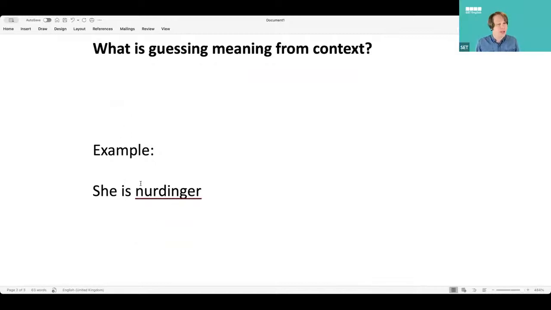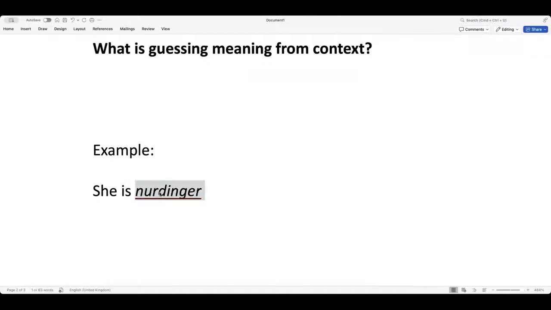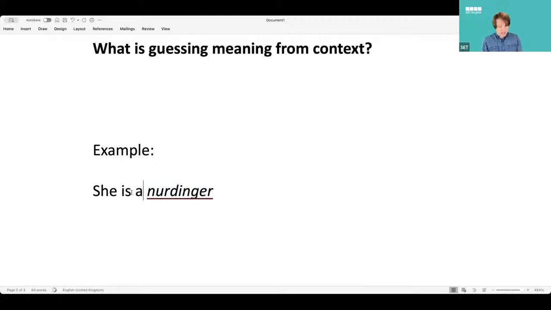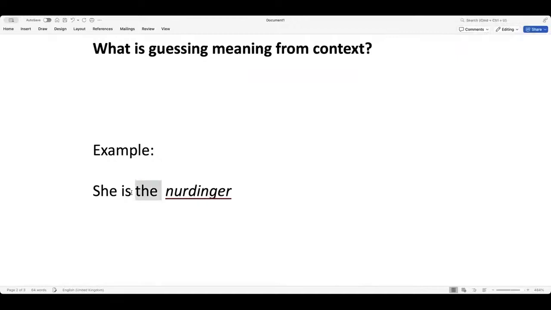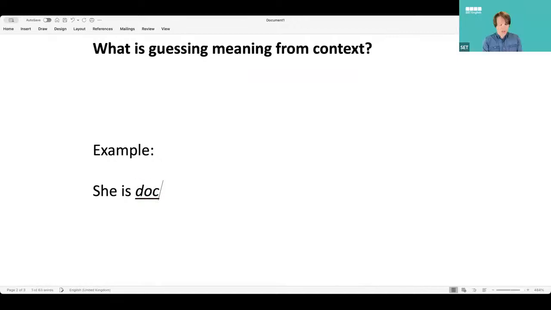Okay, he's getting closer. What type of word is this, guys? What type of word is this? Adjective. Nerdinger, I think noun. I think usually with nouns you would say a or the. Adjective. Right? Like doctor. You cannot say she is doctor. You need to say she is a doctor. Okay, so unless it's uncountable, it is probably an adjective.